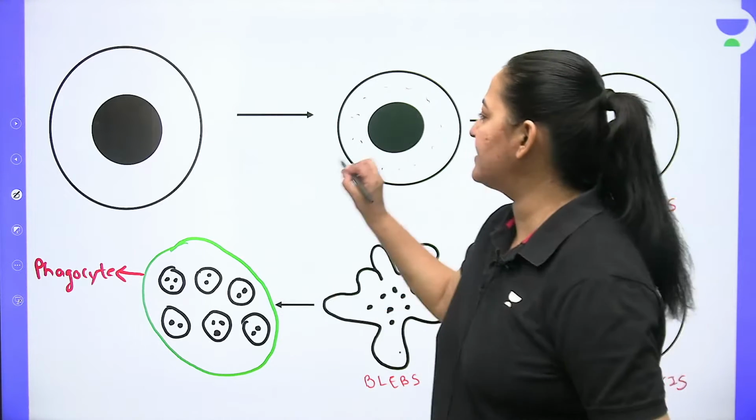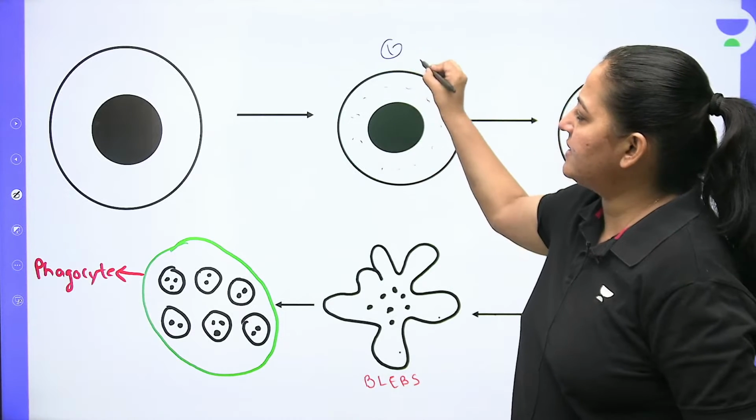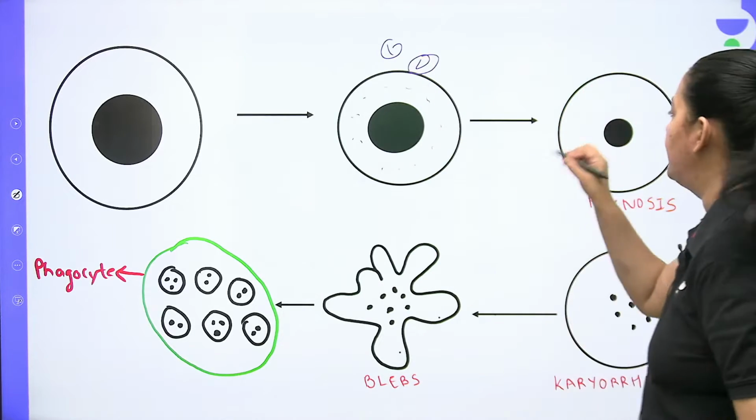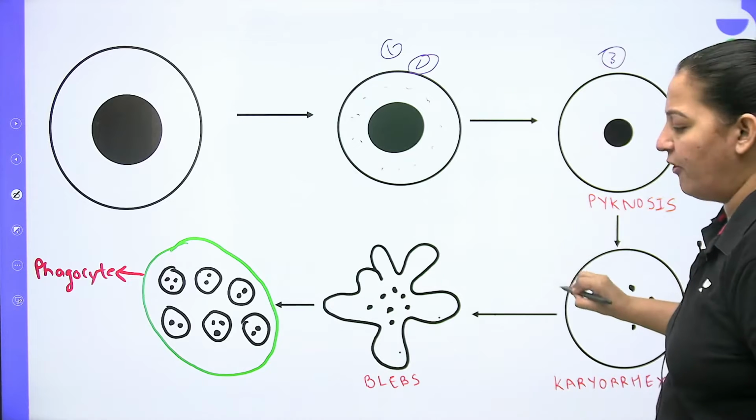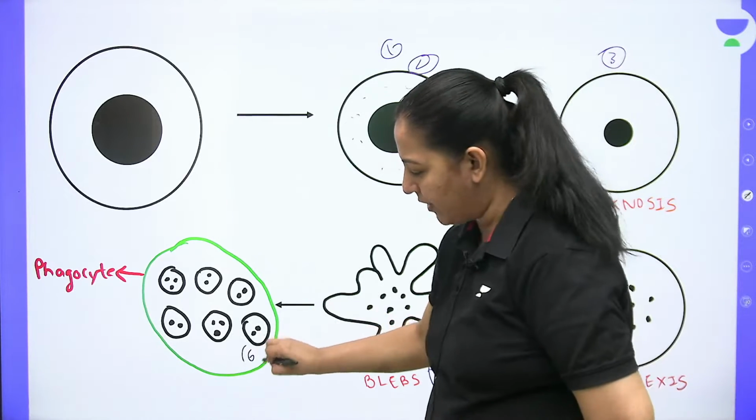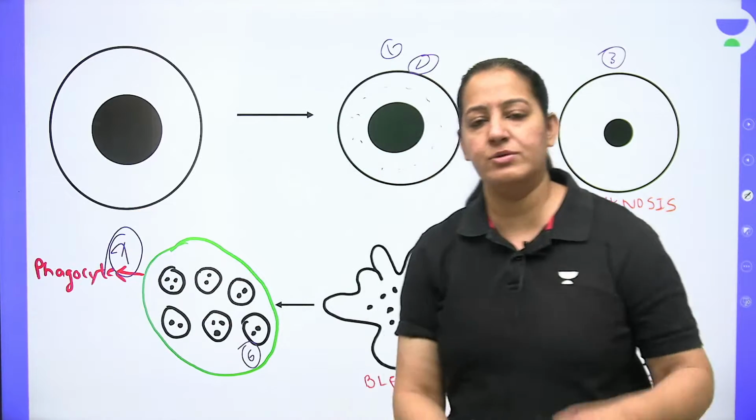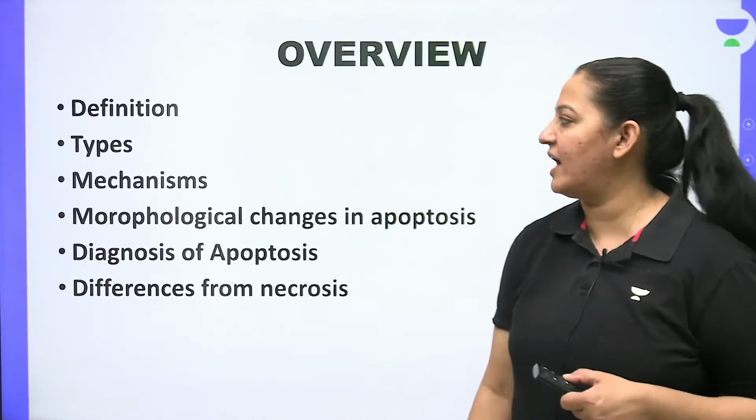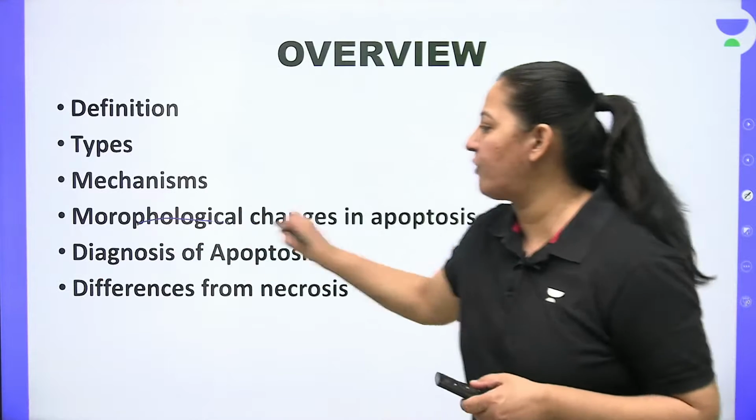So who will tell me? The first is the cell shrinkage. The second is eosinophilia. These are shown in this diagram. The third is the pycnosis. The fourth is the karyorrhexis. The fifth is the bleb. The 6 is the apoptotic bodies and 7 is the phagocytosis. Can you say them in sequence and show them in the diagram? So that is the 7 morphological features.